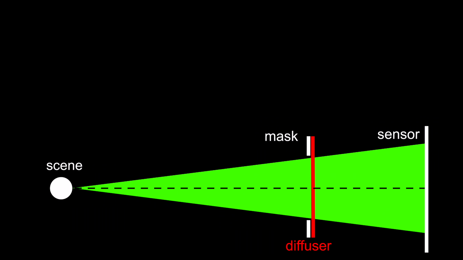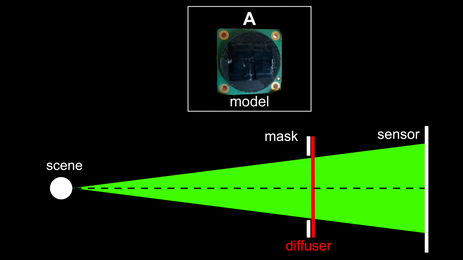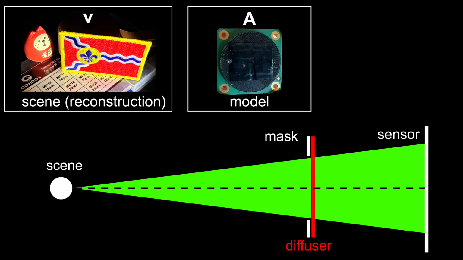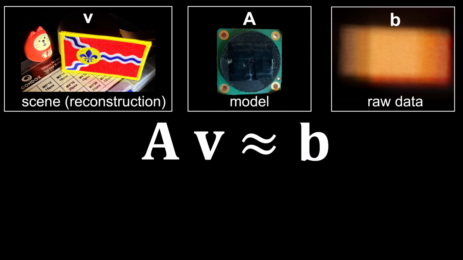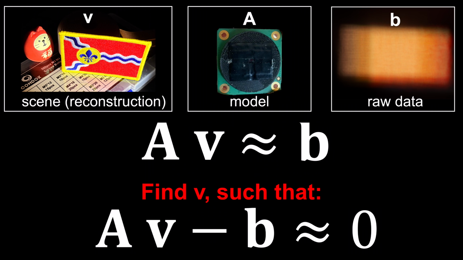You can think of the imaging system in terms of some model A that acts on the scene, which is expressed as the vector v. That's what we want to solve for, the reconstruction of the scene. Our system makes a measurement of the scene, which is represented by the vector b. In an ideal case, if we have the perfect model of the system, A times v equals b. Another way to put it is that we're trying to find the reconstruction of the scene v that minimizes the difference between A times v and b.